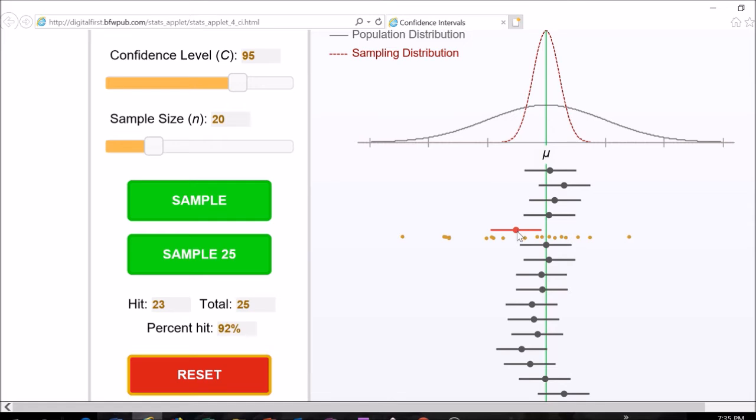We have to understand that sometimes the true mean, which is represented by this green bar, is not actually inside of that interval. Why? Because in order to guarantee that it would always be inside of there, we'd have to construct a 100% confidence interval. Remember, the more specific the claim, the less likely it is to actually happen. That's essentially what's happening here.